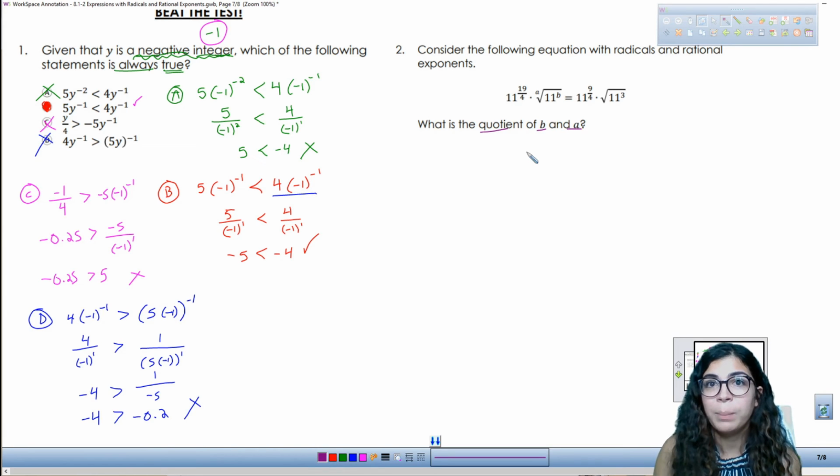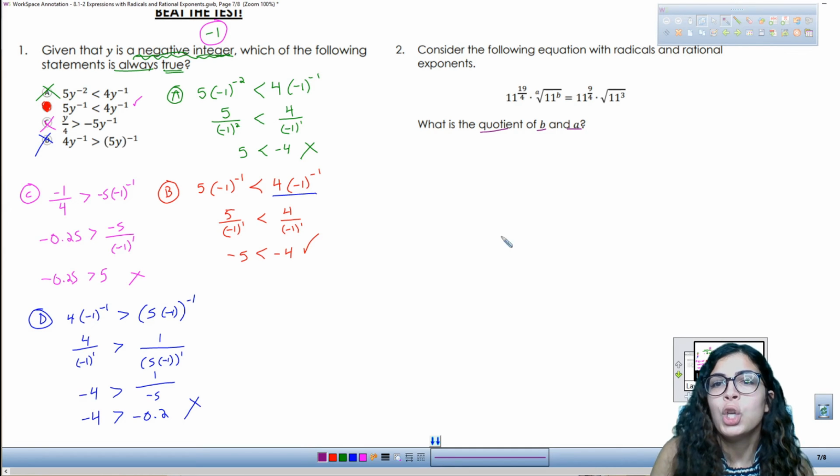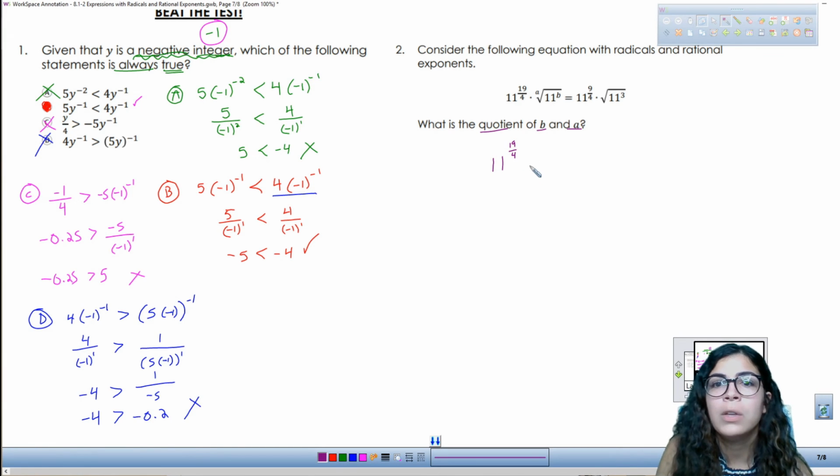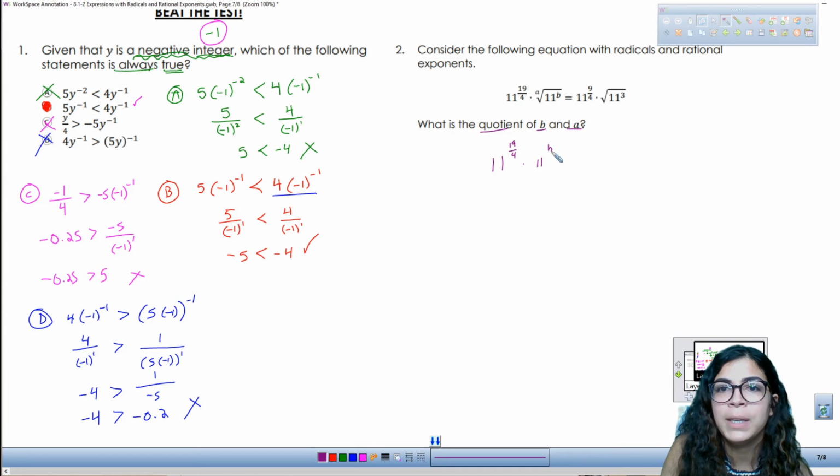Now, I don't know what B and A are, so of course I will need to find those first before I can divide them. So I don't like that there's a mix of radical and rational exponents. So that's the first thing. I will write them all with rational exponents. That's going to make it easier. Okay, so I'm going to change the 11 to the power of b, and that has the index of a, so that will be in the denominator. And then we have 11 to the power of 9 over 4, and then here we have 11 to the power of 3, and then this is the square root, so that denominator will be 2.